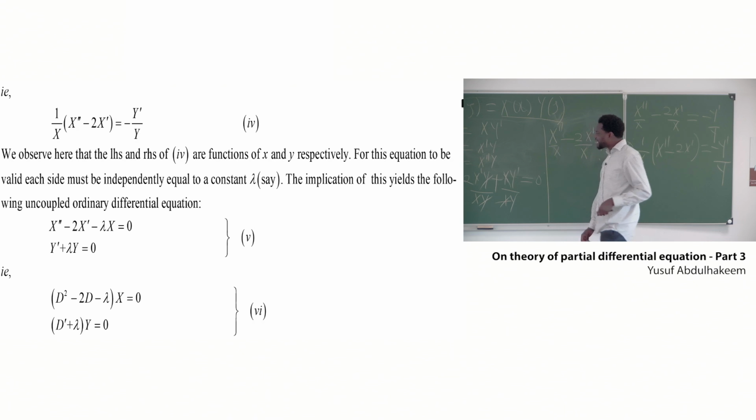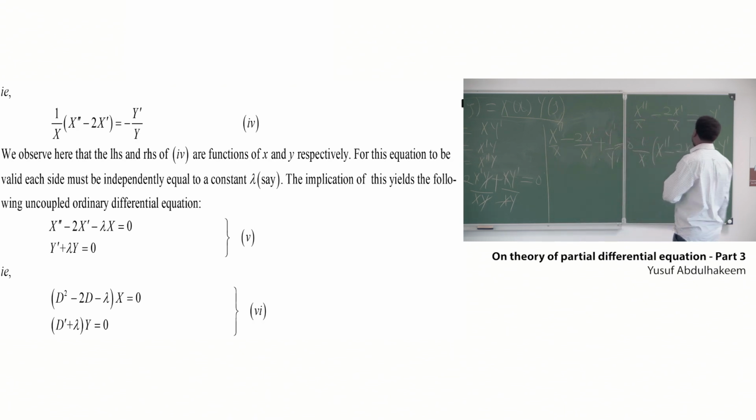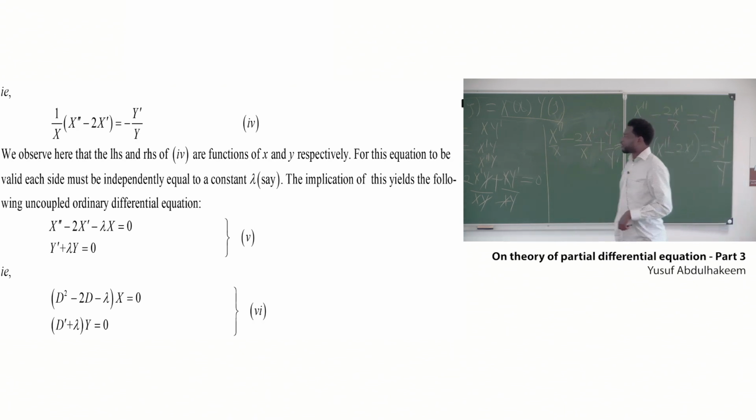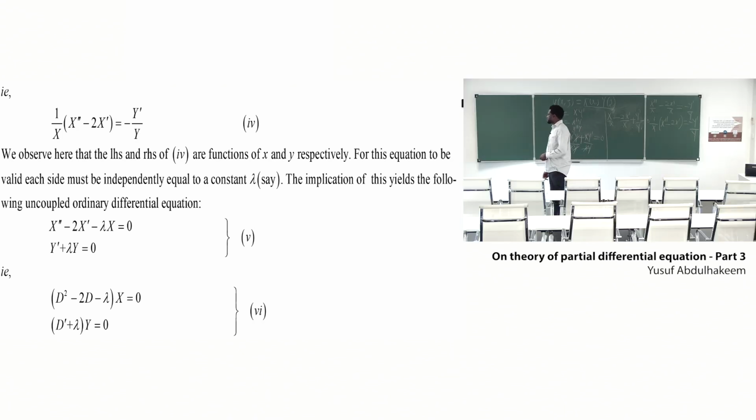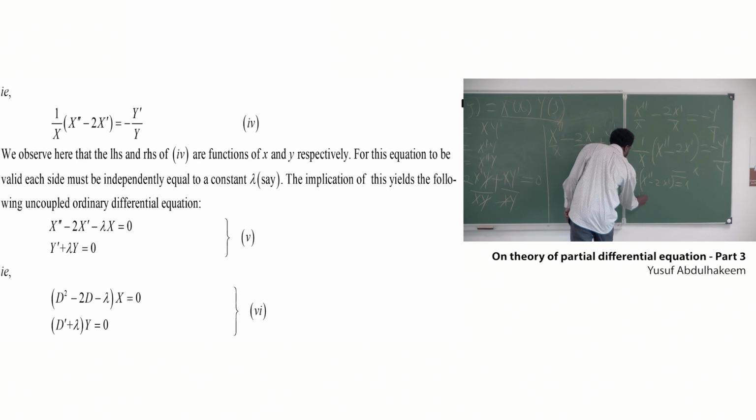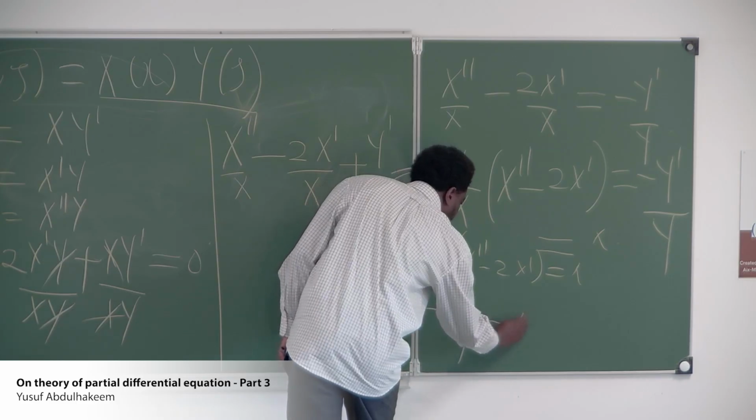So the next thing we are going to do, of course, is to say that the two of them cannot be equal to 0, but rather they can only be equal to a constant. Let's call that constant lambda. So we equate each of them to lambda: 1 over X times the bracket of X double prime minus 2X prime equals lambda, and then minus Y prime over Y is also equal to lambda.